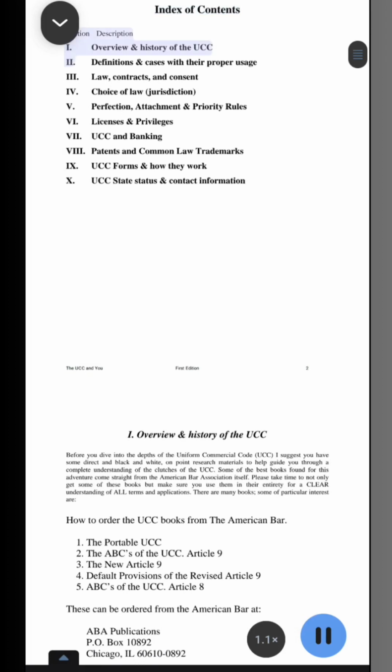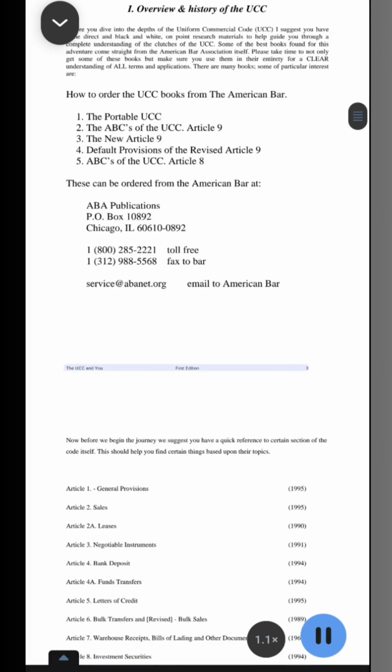The UCC and You, First Edition, 2. Index of Contents. Section, Description. 1. Overview and History of the UCC. 2. Definitions and Cases with their proper usage. 3. Law, Contracts, and Consent. 4. Choice of Law, Jurisdiction. 5. Perfection, Attachment and Priority Rules. 6. Licenses and Privileges. 7. UCC and Banking. 8. Patents and Common Law Trademarks. 9. UCC Forms and How They Work. 10. UCC State Status and Contact Information.